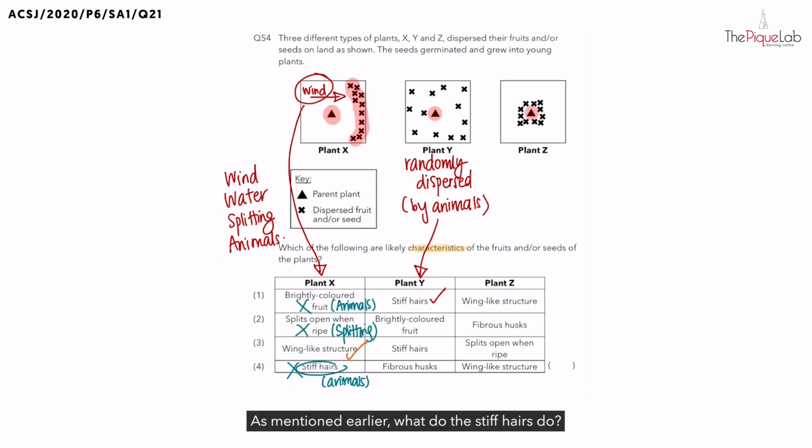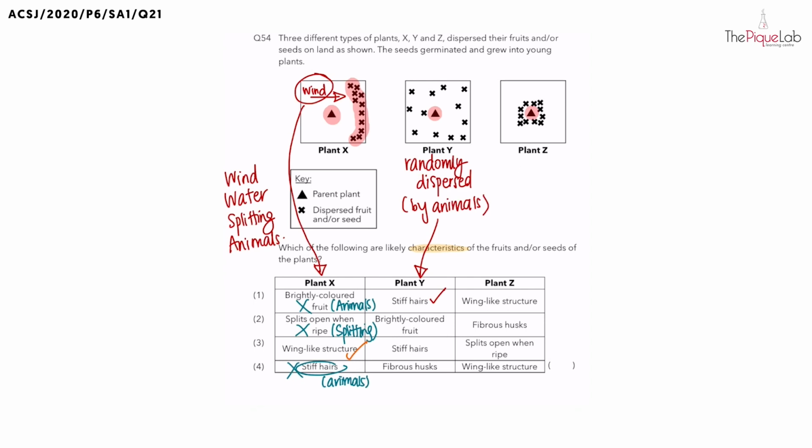As mentioned earlier, what do the stiff hairs do? They get attached to the outer covering of the animal. And when the animals move, the seeds are carried further away from the parent plant, and the seeds will then fall off the outer covering and be dispersed away from the parent plant randomly. Is brightly colored fruits possible? Yes, because brightly colored fruits would attract the animal to eat the fruits.